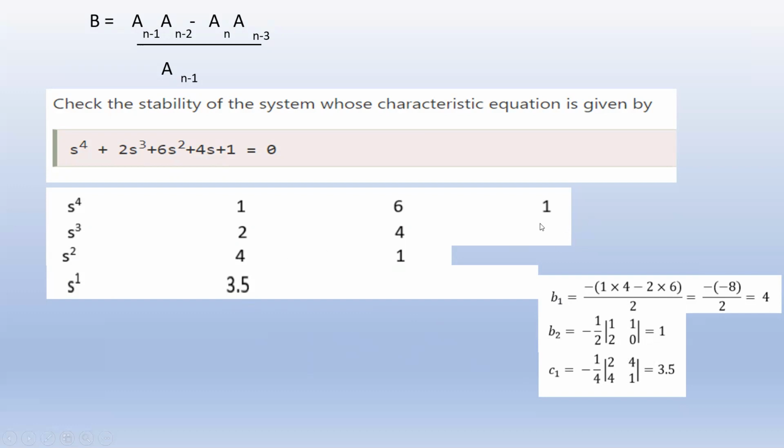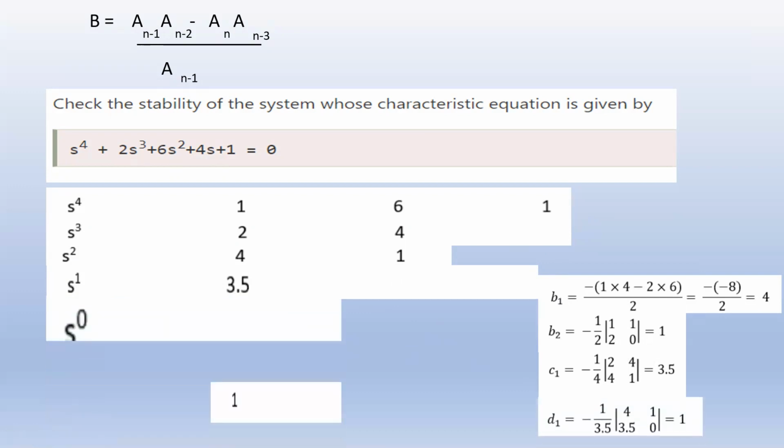We don't have any coefficients over here, so we won't be having any coefficients over here as well. Then we can find the s^0 coefficient, which is 3.5 into 1 minus 4 into 0, divided by 3.5. That gives us 1 over here. So we have 1 in this Routh array. This is how the Routh array is completed.